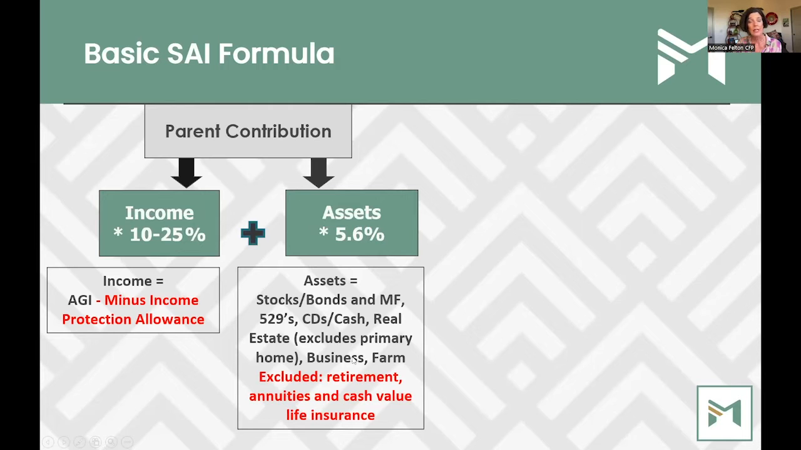Now, really, the only asset that's excluded from this calculation is cash value life insurance, annuities, and money already in a qualified plan like a 401k and an IRA.